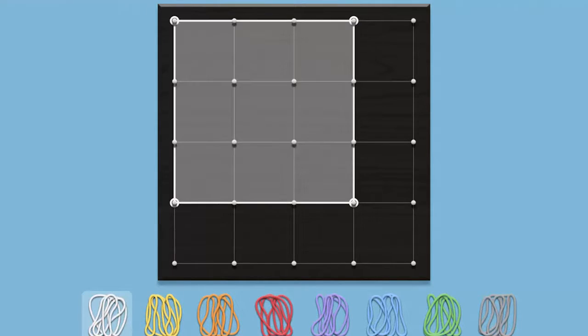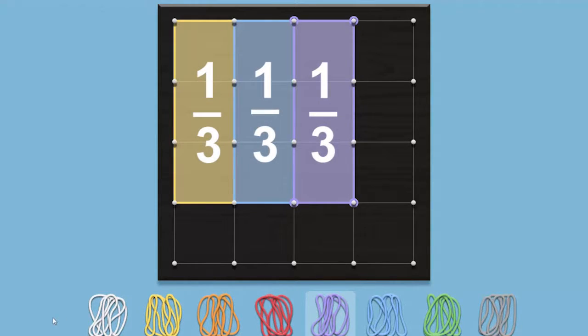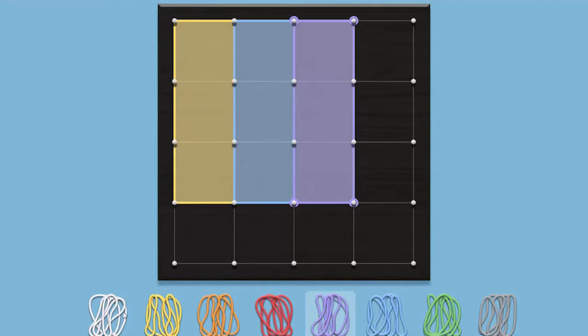My new whole has 9 squares on the inside. Let's partition it into thirds. I can prove that each section is 1/3 of the whole by counting the squares inside. There are 3 squares in each section.